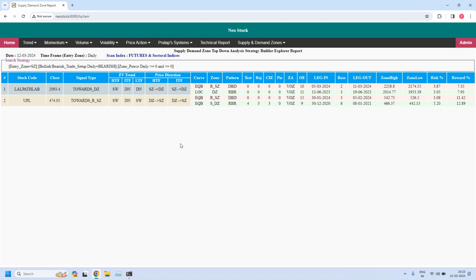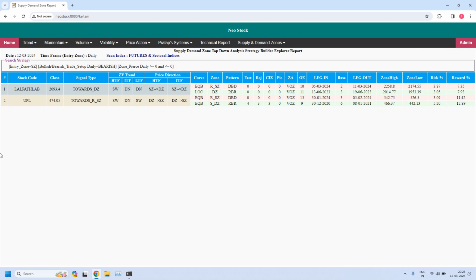Okay, this is about the bearish trade setup for daily income trade. Now, monthly income trade, not daily income trade. Sorry for my mistake. This is the bearish trade setup for monthly income trade. Monthly income trade entry time frame is daily.